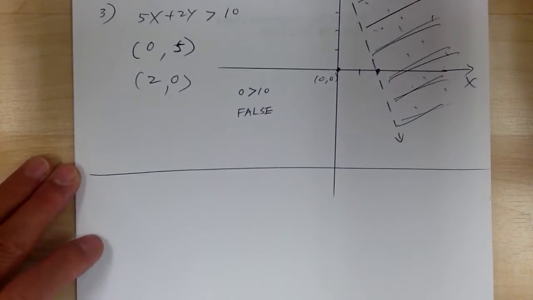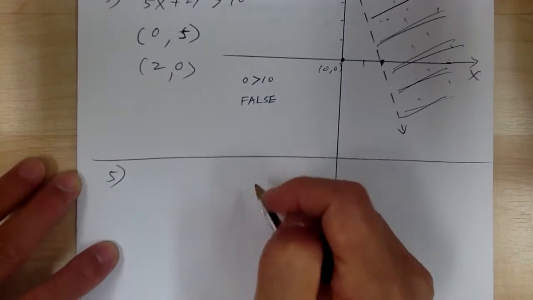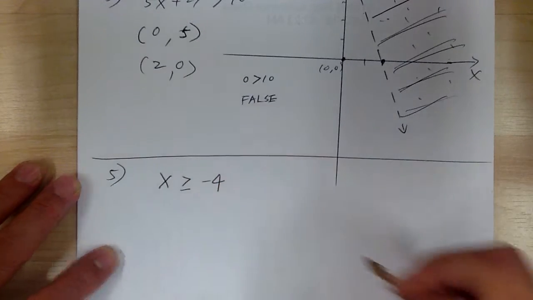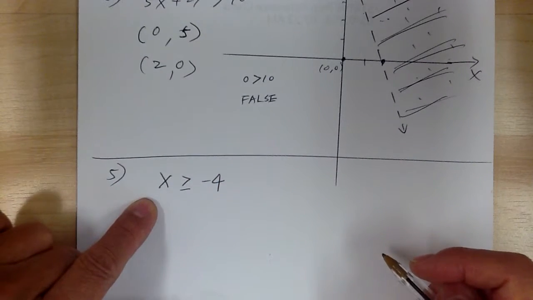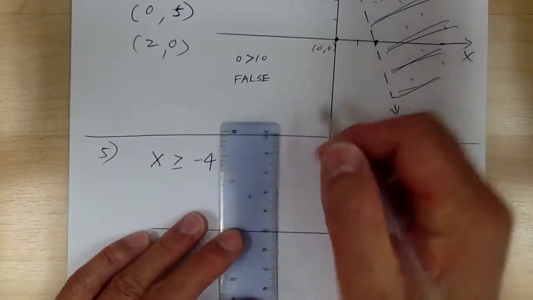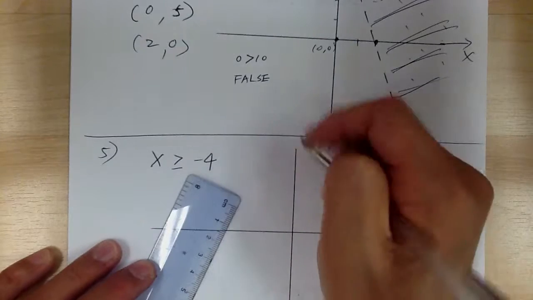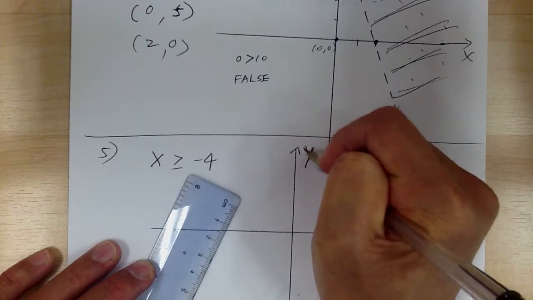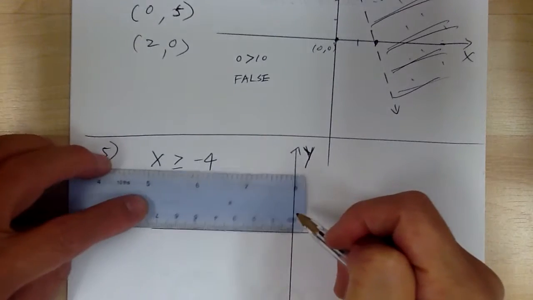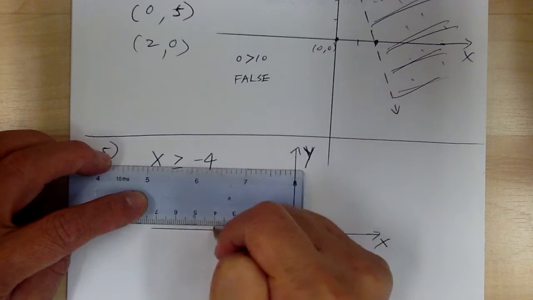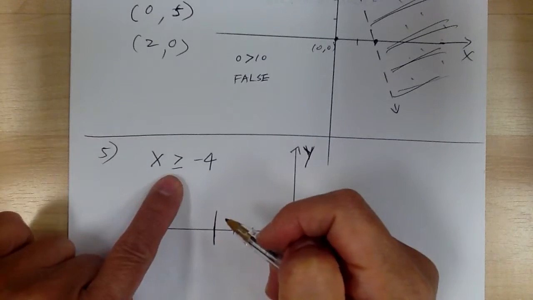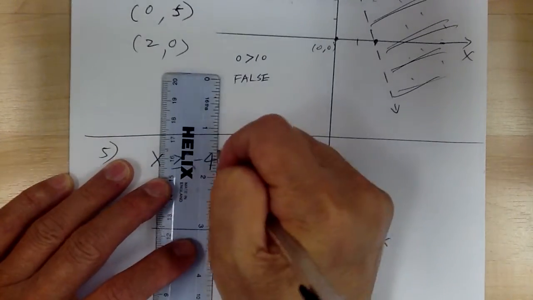So let's go to example 5. Number 5. You have x is greater than or equal to -4. So this has only one variable, so it's already solved. All you have to do is go and graph it, right? Remember, when you have x equals a number, you get a vertical line. So you count 1, 2, 3, 4. So -4 is right over here, and this is going to be a solid line.